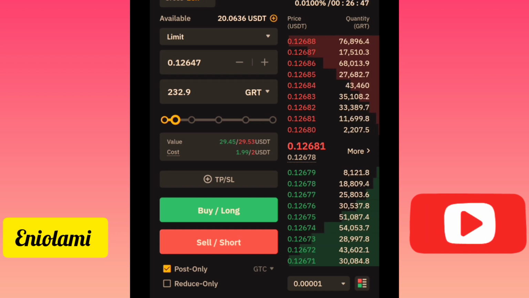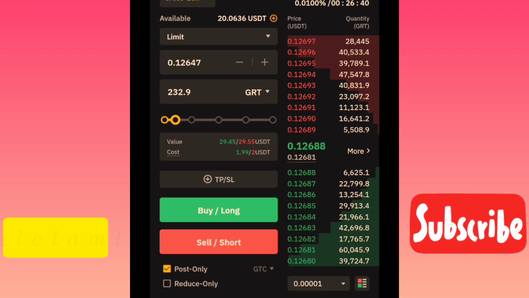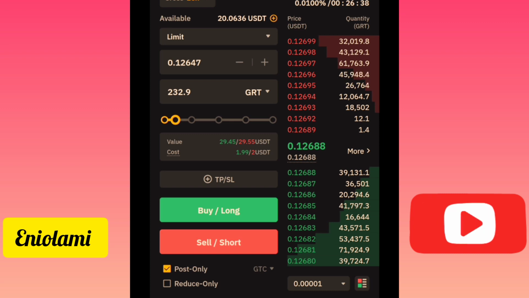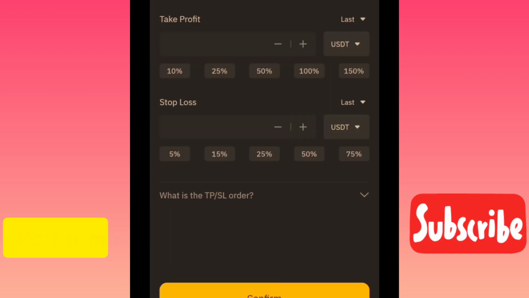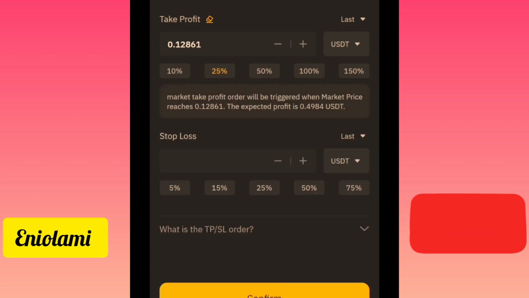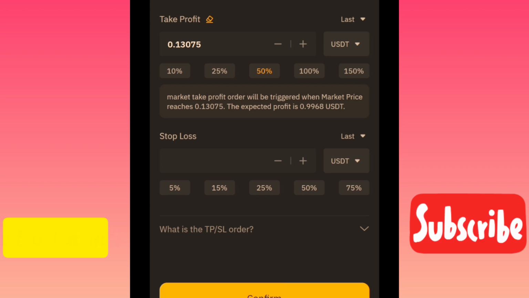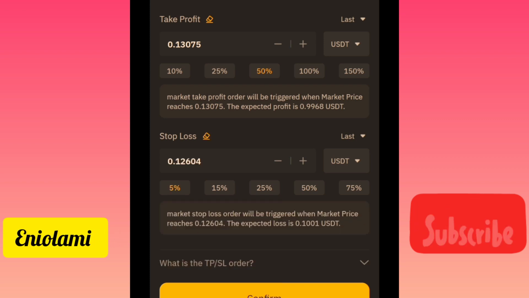And this trade is on 15x, meaning that I'm multiplying this $2 by 15. That will be my leverage. That will be my total margin. I don't know if what I'm saying is making sense. You can drop your question. So with that, when I take my take profit as 25%, because I'm using leverage, this is what I will be earning. If I put my stop loss at 5%, this is what I will be losing.